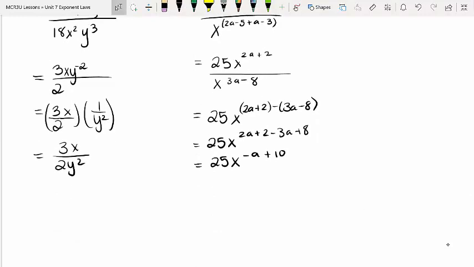Okay, so if you wanted to simplify this a little bit further to eliminate the negative exponent, you could factor out a -1 from the exponent, so that the entire exponent is deemed as negative. Okay, now we could turn that into its reciprocal in order to get rid of that negative exponent.